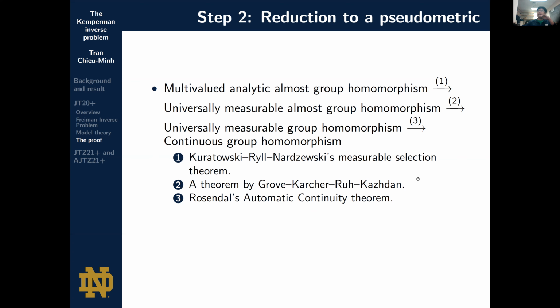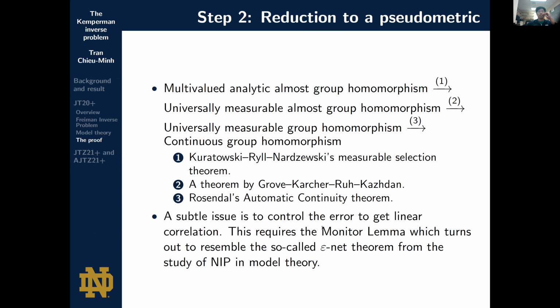And I mean, after Udi's lecture yesterday, you can think of this step as saying that in this particular situation, the bounded cohomology just vanishes, and then you get an actual group morphism that is very near to the almost group morphism. And then after that, it turned out that the group morphism that we constructed is already automatically continuous by a theorem by Rosendahl, an automatic continuity theorem. Okay, so there's a subtlety to control the linear correlation, but probably I won't go into that.